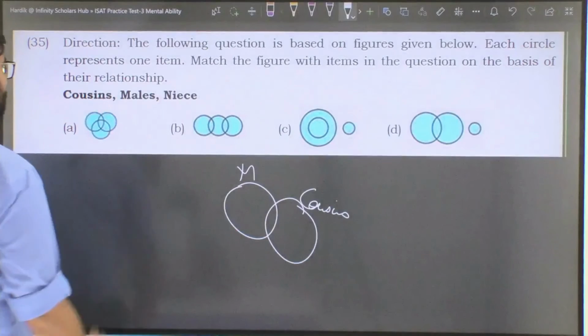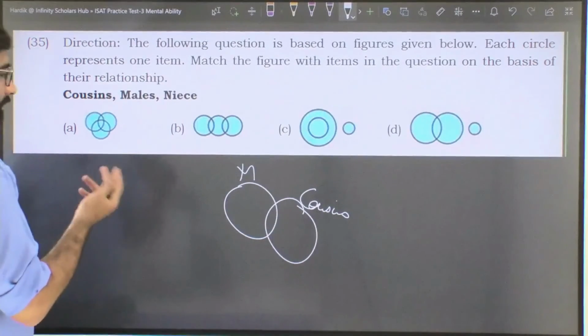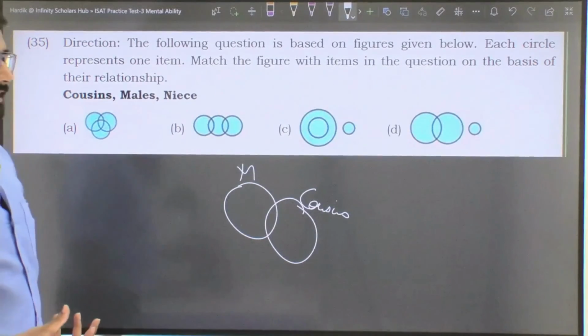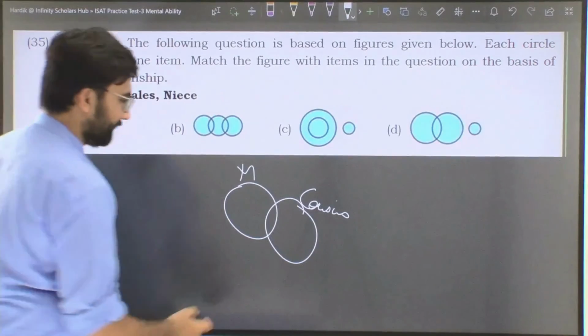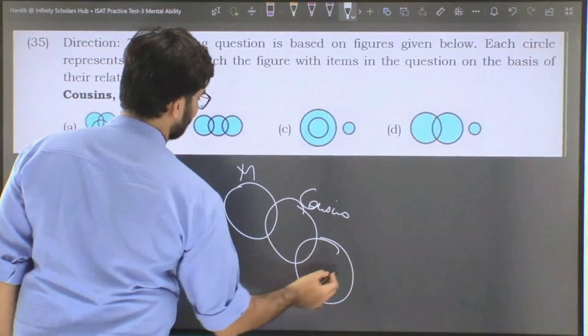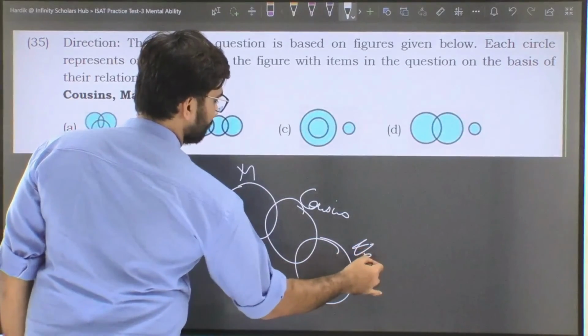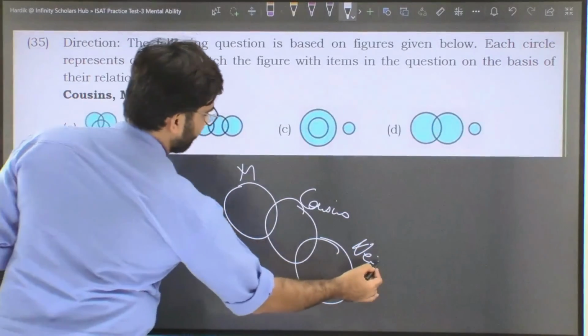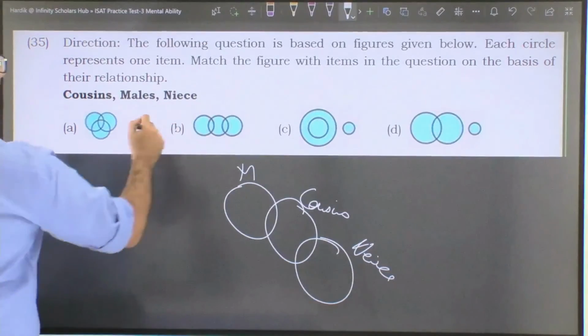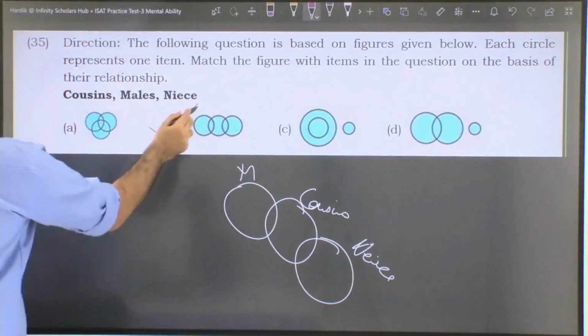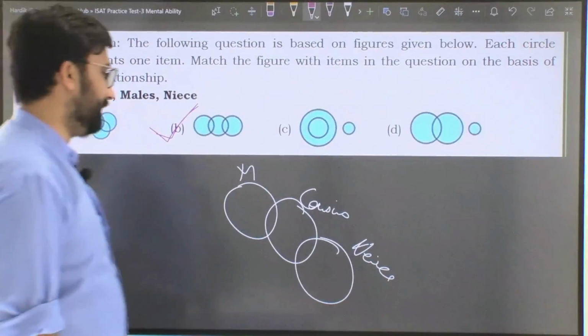So there will be this combination. Now niece. A male cannot be a niece, right? But a niece can be someone's cousin. So that is why it will be like this. So niece. So the correct answer over here is option number B. The correct answer of the 35th question was option number B.